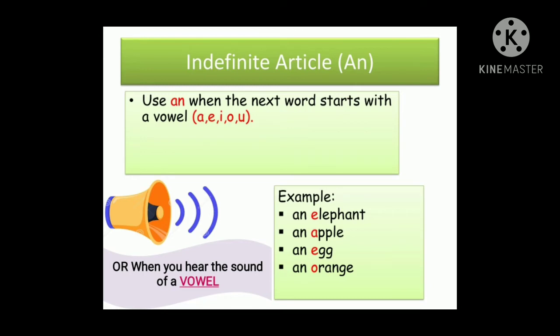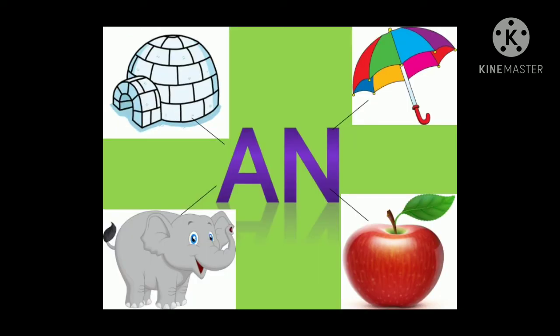For example, hour. H is silent over there. We do not pronounce it as hover. We always say hour, which has the sound of O. So in hour you hear the sound of a vowel. That's why we will use an, an hour, and not a hour. Clear? Let us see a few examples: an igloo, an umbrella, an elephant, an apple.